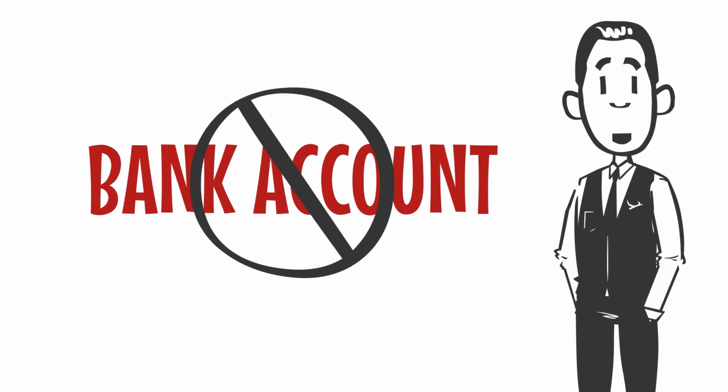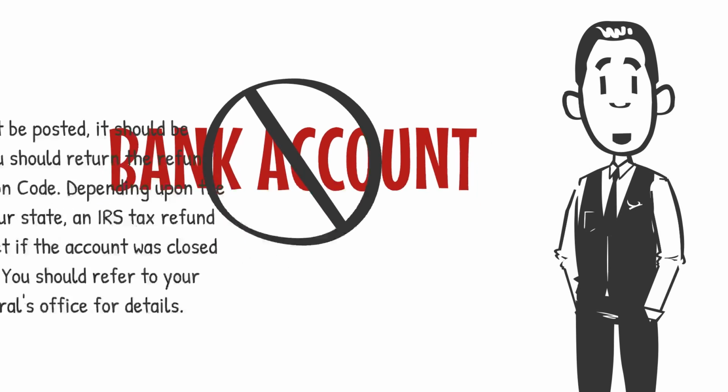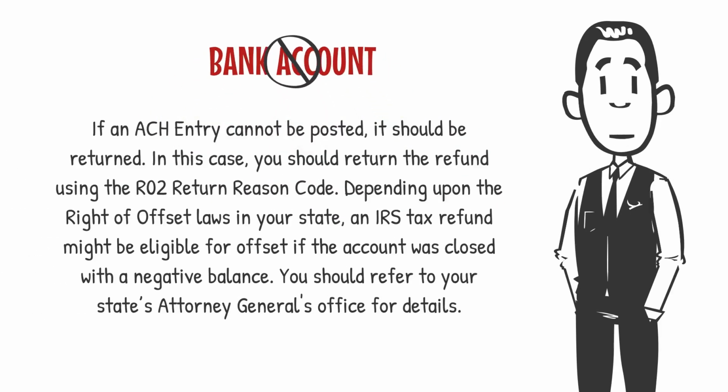What do we do about this federal tax refund that came into a closed account? If an ACH entry cannot be posted, it should be returned. In this case, you should return the refund using the R02 return reason code. Depending upon the right of offset laws in your state, an IRS tax refund might be eligible for offset if the account was closed with a negative balance. You should refer to your state's Attorney General's office for details.